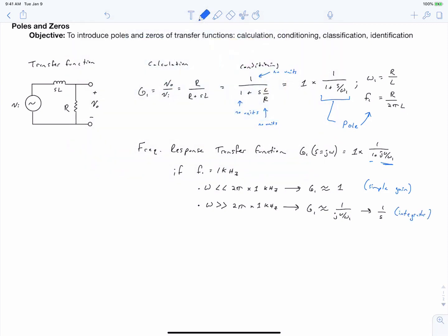So we can see that depending on the frequency we're operating at, our transfer function looks very different or behaves very different. At very low frequencies, it's a simple gain. At very high frequencies, it's actually integrating our signal. And the reason that we want to put it into this canonical form is that it helps us to see this. It gives us physical meaning into the equation. And it generalizes it, so it wouldn't have to be describing a circuit. It could be describing any system.